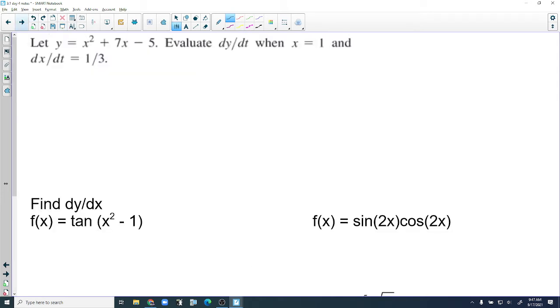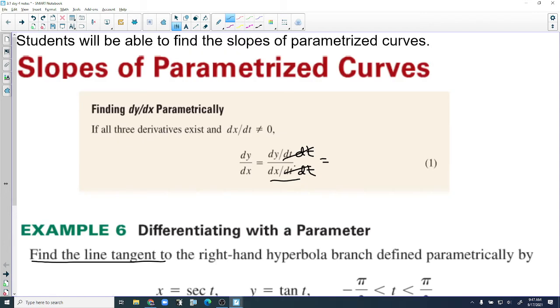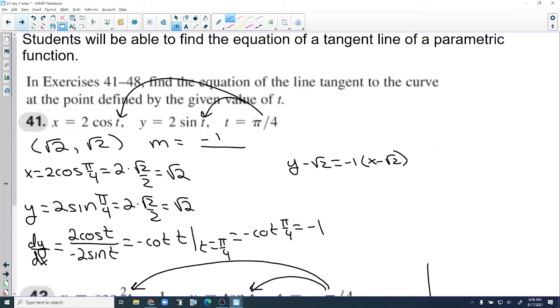Here's a new question. It says let y equal x squared plus 7x minus 5. Evaluate dy dt when x equals 1 and dx dt equals 1/3. Well, this goes back to what we said right at the very beginning. We said that dy over dx is equal to dy dt over dx dt because we could cancel those dt's and it'd be the same thing. Well, that's exactly what we're going to do here.